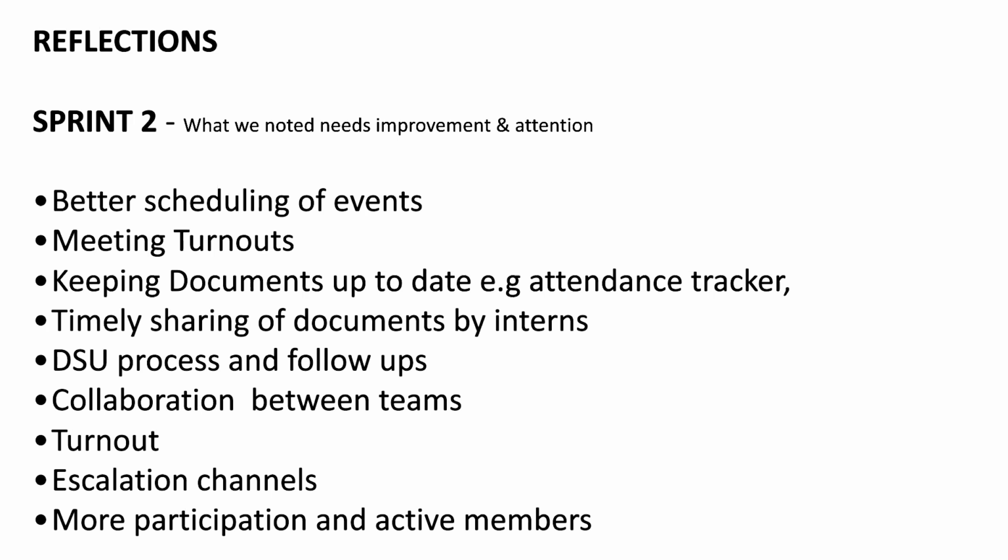By sprint two, among reflections, we're talking about what we had initially, whereby we had better scheduling of events, meeting turnout, keeping documents up to date, attendance tracker, DSU process and follow-ups were better. The collaboration between teams, the turnout, escalation channels, and more participation and active members. Next, please.